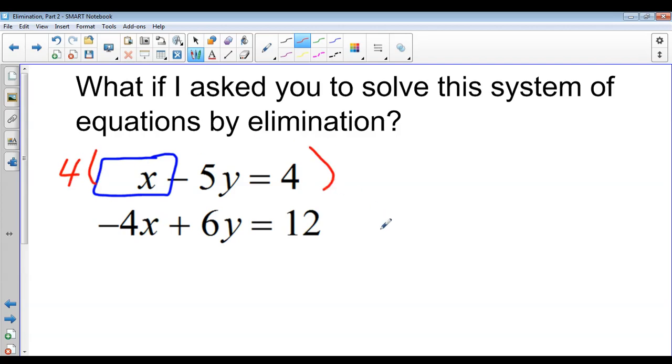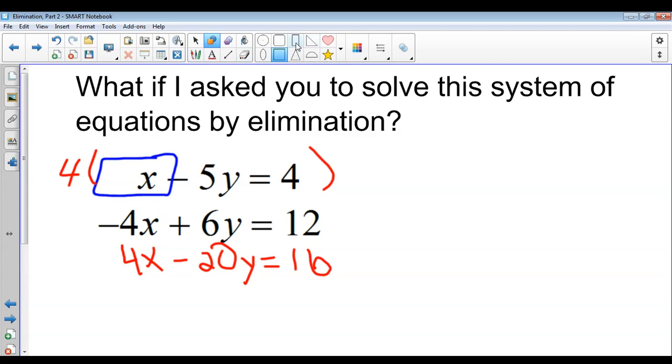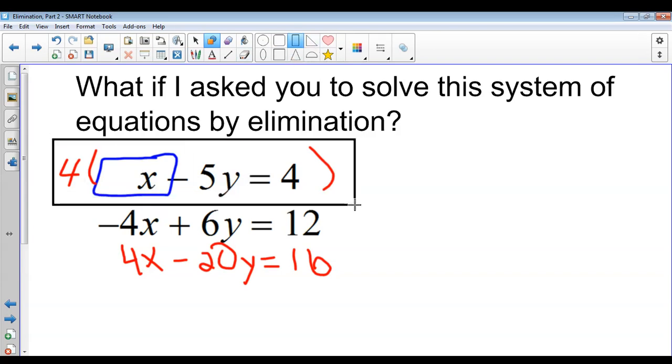Okay, so now this is what I do just so you don't have to write a bunch of stuff. I go right underneath it, and I'm going to write my new equation under this one, okay? So we're going to multiply everything in the row by 4. So 4 times x is going to give us 4x. 4 times negative 5y is going to give us negative 20y. And 4 times 4 is 16. So now we don't need the top equation anymore because we're all done with it, right? I'm just going to cover it up so that you don't get mixed up.